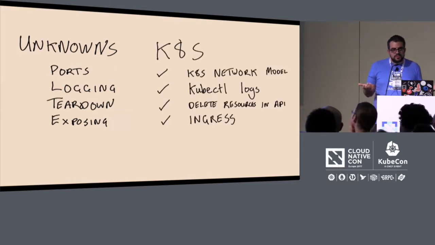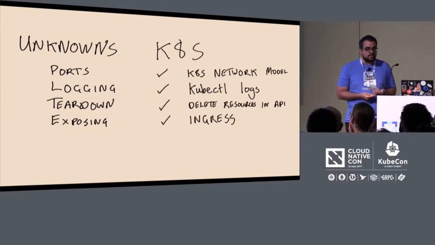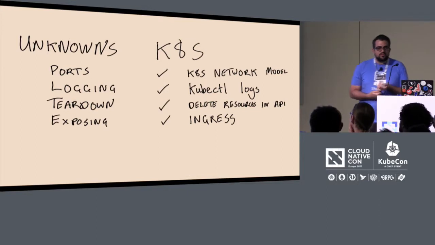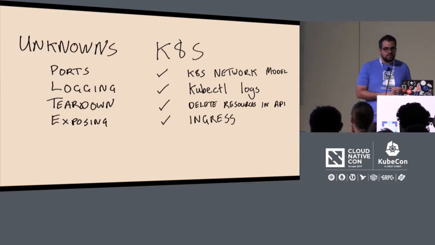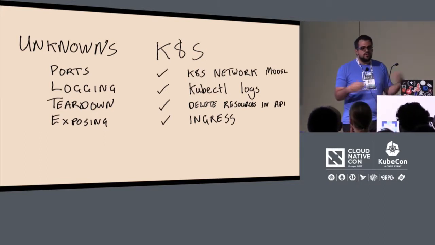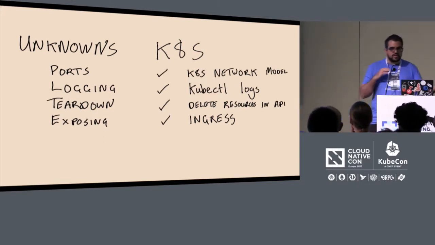And well, Kubernetes has reasonably good answers to all of these, right? How do we have ports not step on each other? How do we have containers not step on each other's toes with the ports? Well, there's the whole networking model. IP per container, you use the ports you want to use. You don't have to have some kind of complicated dance.